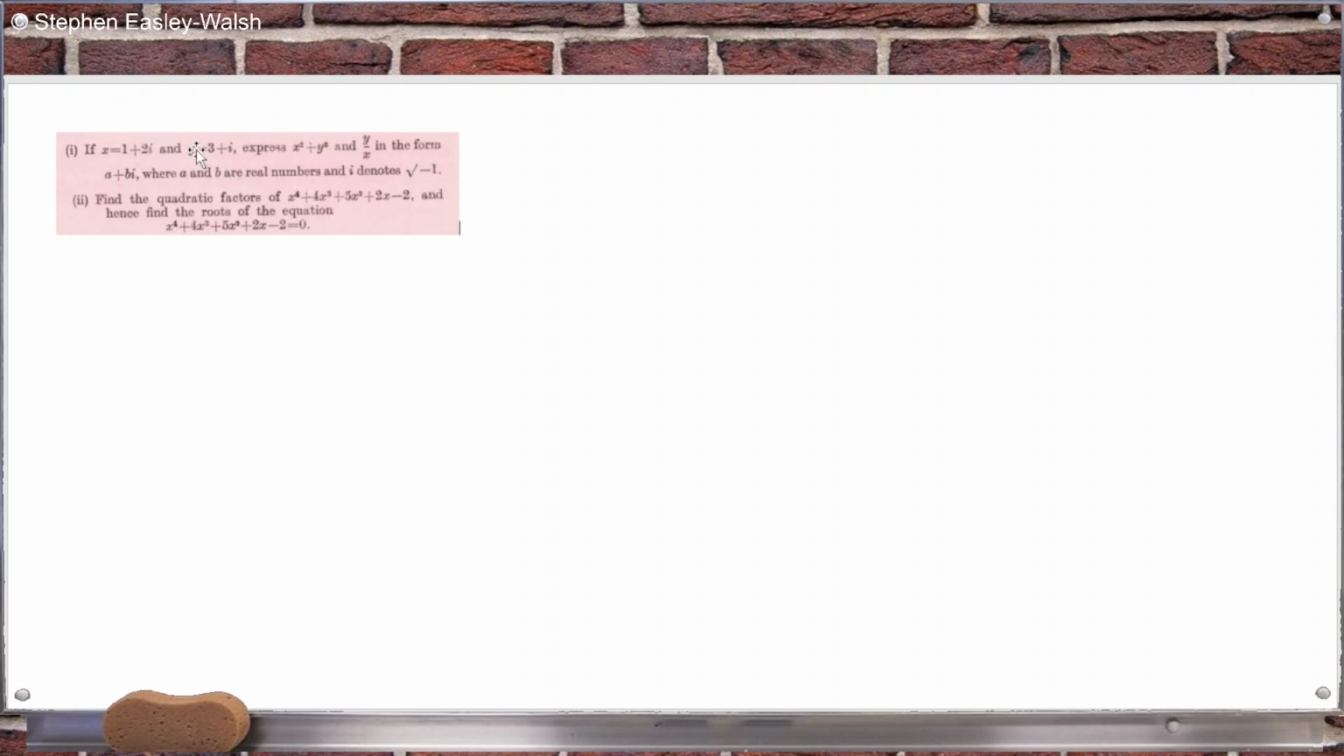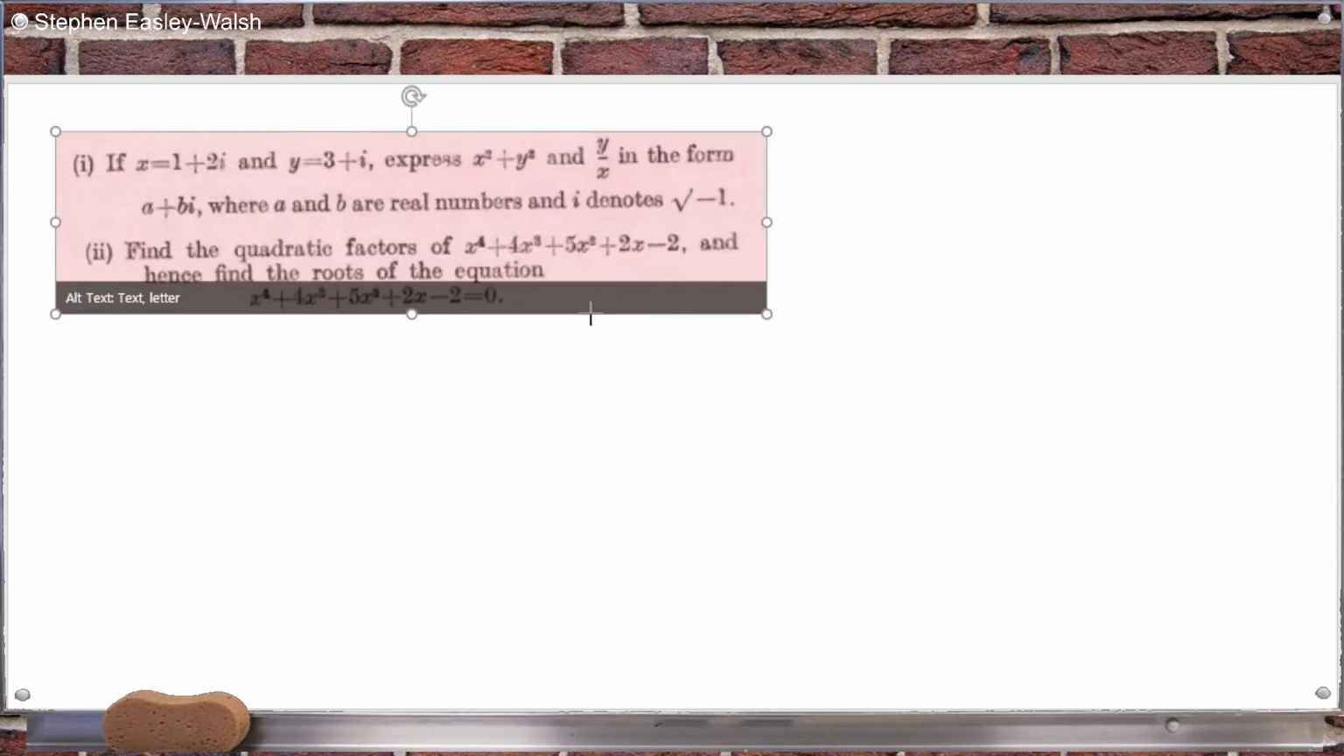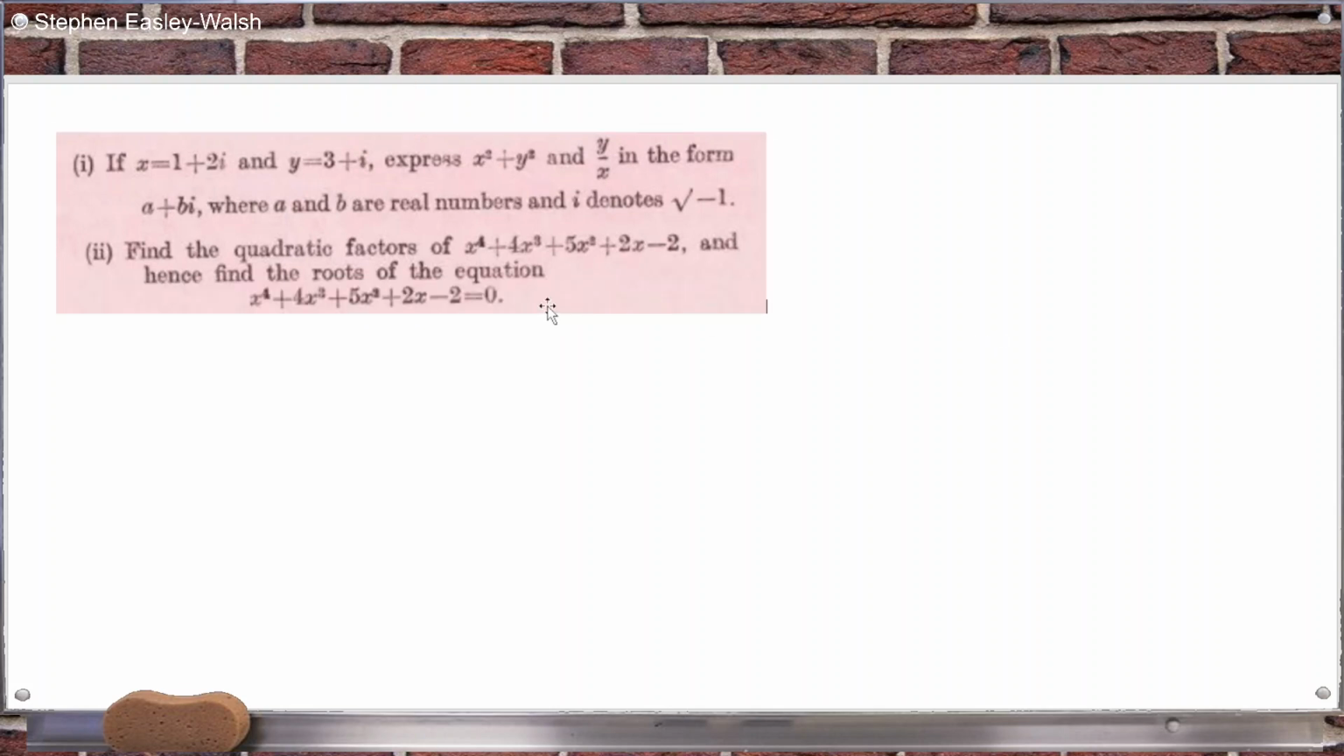All right, let's have a look here. We're given x and y. Need to zoom in a bit here. We're given x and y, and we have to calculate x squared plus y squared and y over x.